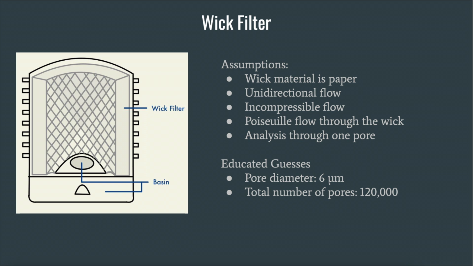The wick is a mesh of shredded material. Inside each strand, water travels through tiny pores, which we have estimated to have a diameter of 6 micrometers. The flow through the wick can be described using capillary action and Poiseuille flow, which is a laminar flow through a pipe due to pressure gradients.